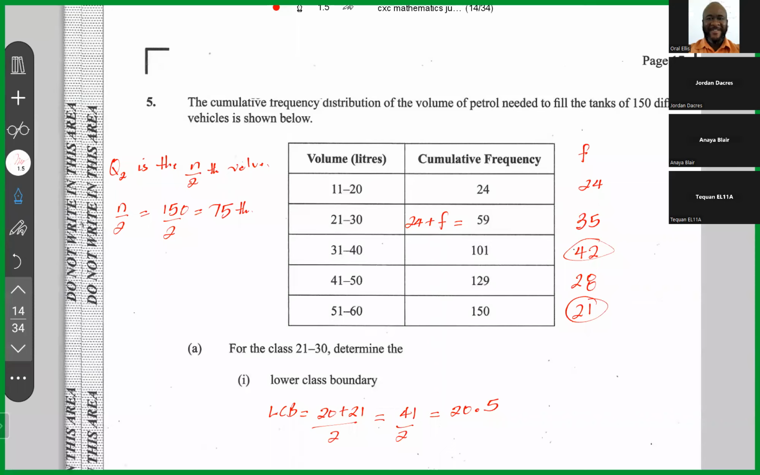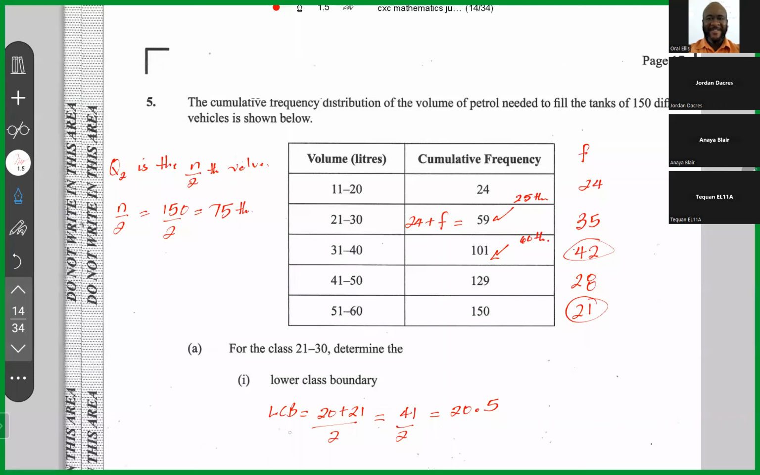So let's use the cumulative frequency to determine which class the 75th vehicle falls in. Vehicle number 1 to vehicle 24 needs 11 to 20 liters. The 25th vehicle to vehicle 59 needs 21 to 30 liters. The 60th vehicle to vehicle number 101 needs 31 to 40 liters.